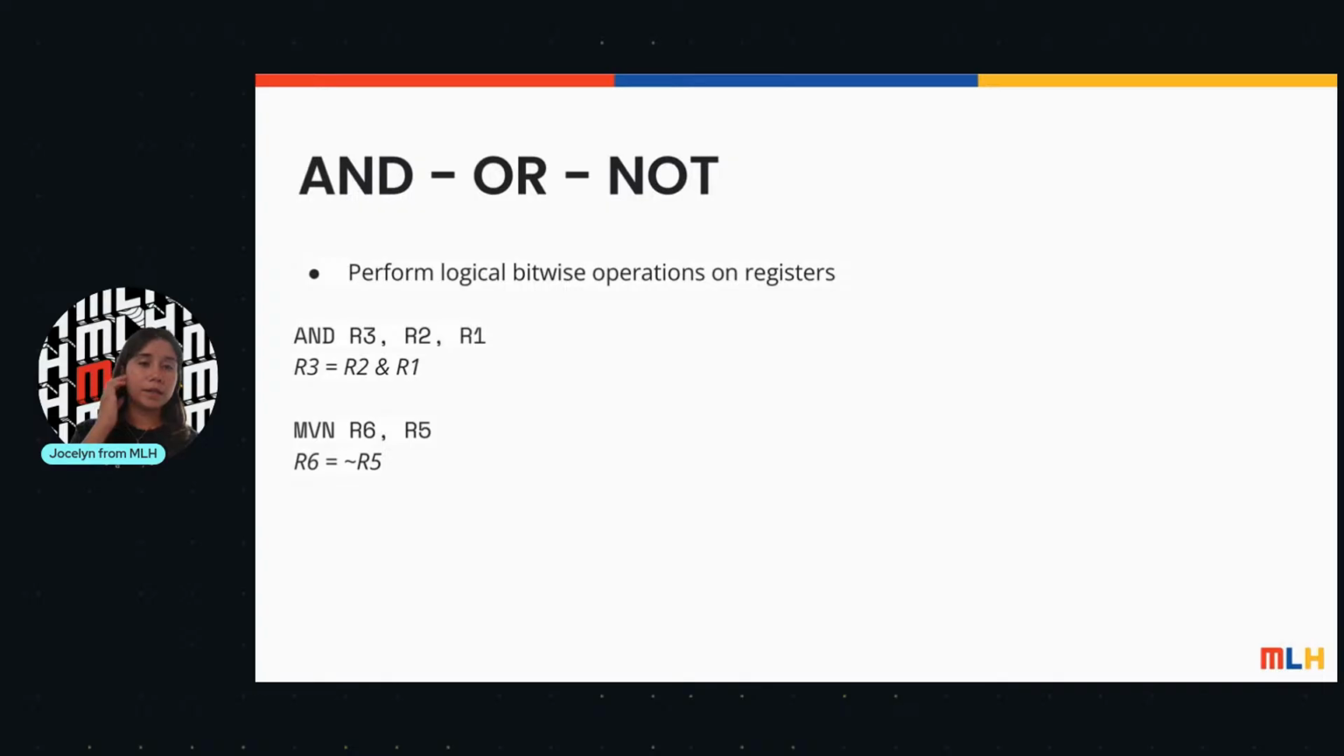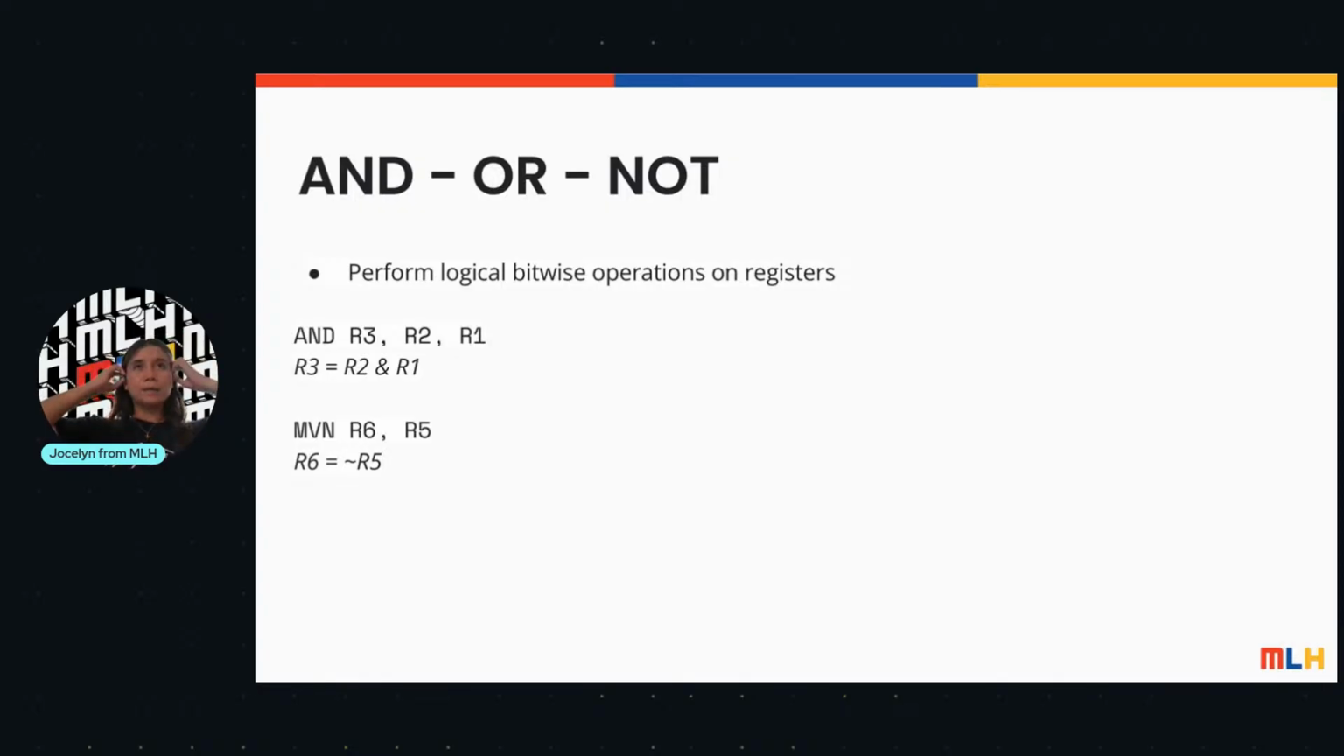Okay, and then next, three instructions: and, or, and not. So these operations are there to perform logical bitwise operations on registers. So what does this mean? If you want to do an and between two registers, you will just do and R3, R2, R1. And what does this mean? You will be performing the AND operation between R2 and R1, and you will be storing the result in R3.